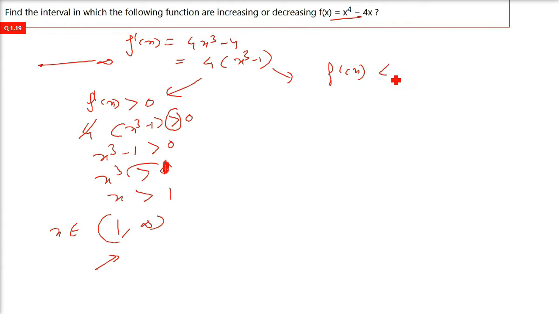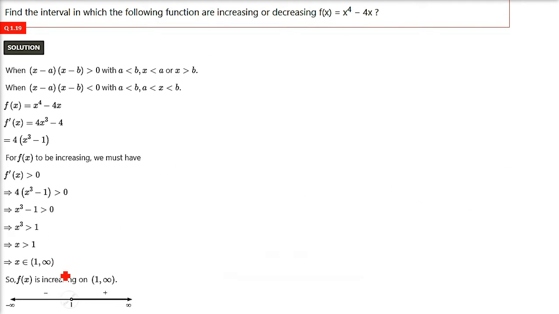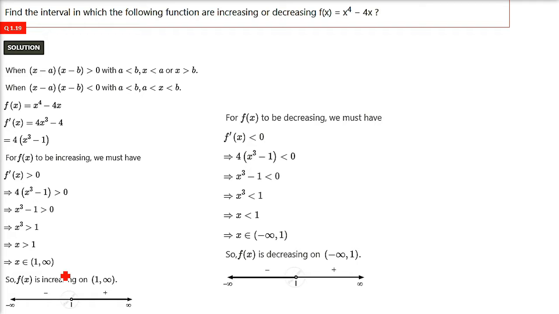How about decreasing? f dash x less than 0. 4 into x cube minus 1 should be less than 0. Divide both sides by 4. You'll get x cube minus 1 less than 0, so x cube is less than 1. Anything which is lower than 1 is simply negative infinity to 1. If it goes above 1, it is 1 to infinity; lower than 1 is negative infinity to 1. So x belongs to negative infinity to 1. This is the solution and answer, but we need to know how to solve it also. So this is how you are going to solve it.